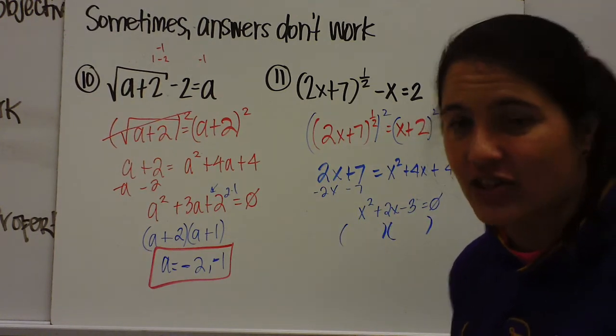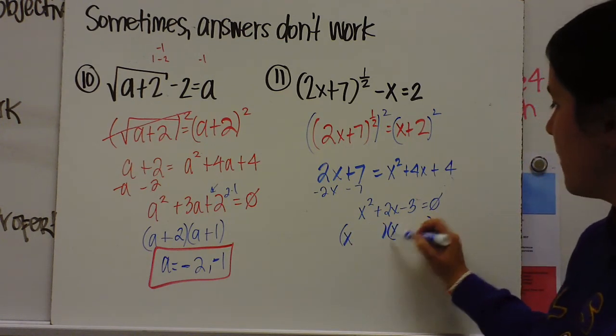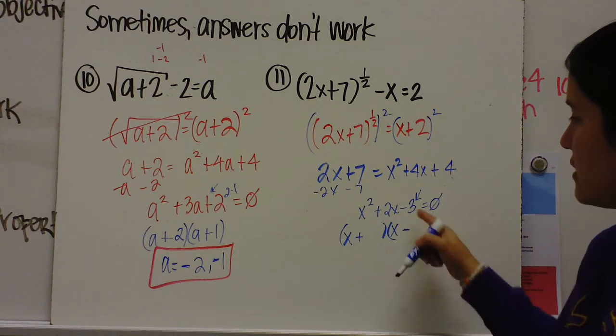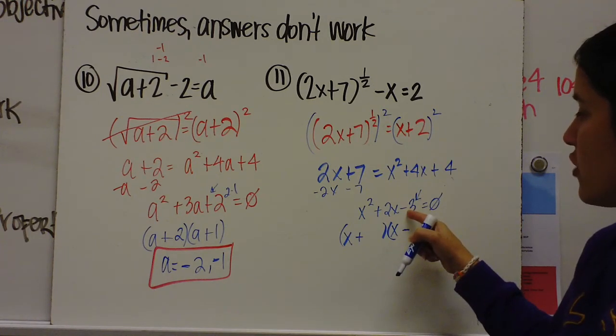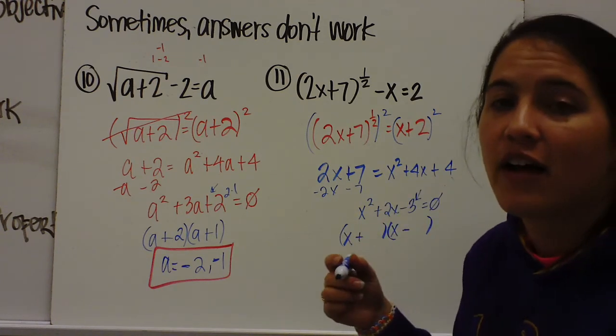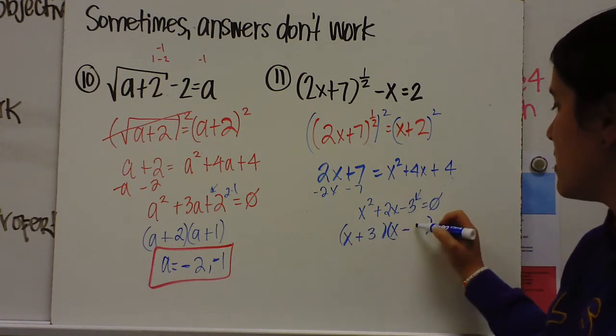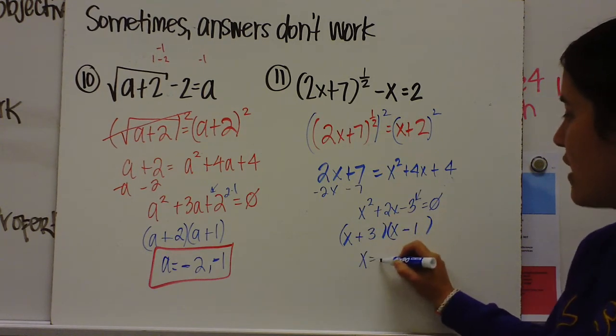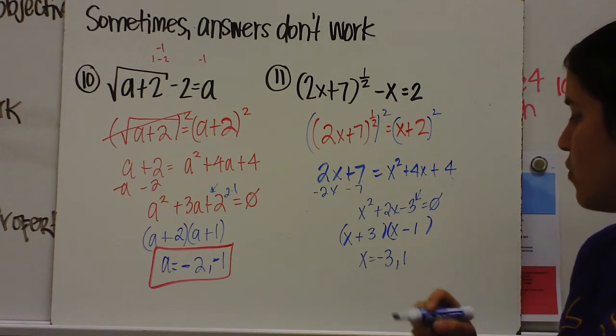I know I can factor, so I'm going to factor. To get a negative 3, that means I need to have 1 plus, 1 minus. And my factors of 3 are going to be 3 and 1. To have a positive 2, I know that I need my 3 to be positive and my 1 to be minus. And when I solve it, I get x equals -3 and +1.